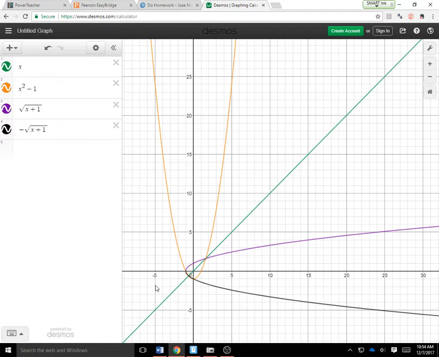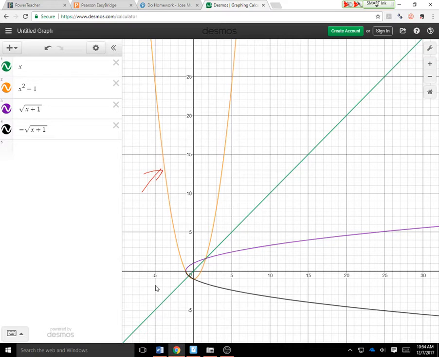The inverse of a function may or may not be a function. Did I say that right? The inverse of a function may or may not be a function. That sounds weird, doesn't it? Here's what they're saying.